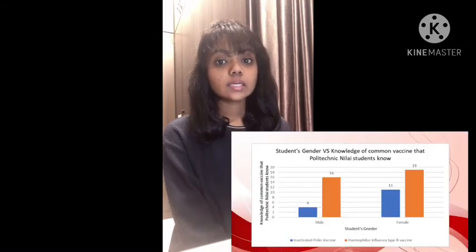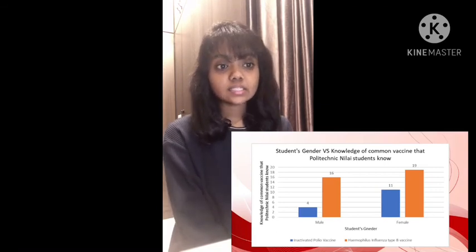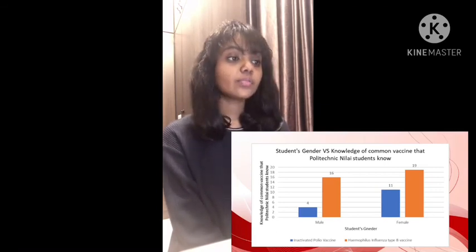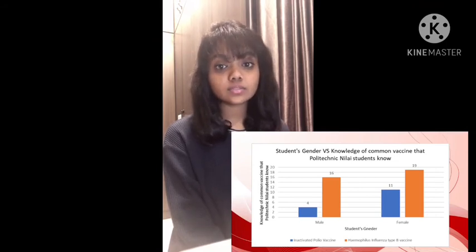My matrix number is DBT 2005, and I will be presenting on the very last question, which is the student's gender versus the knowledge of common vaccine that the Polytechnic Nilai students know. It is presented in a bar chart, and on the x-axis is the student's gender, and on the y-axis is the knowledge of the common vaccine that the Polytechnic Nilai students know.